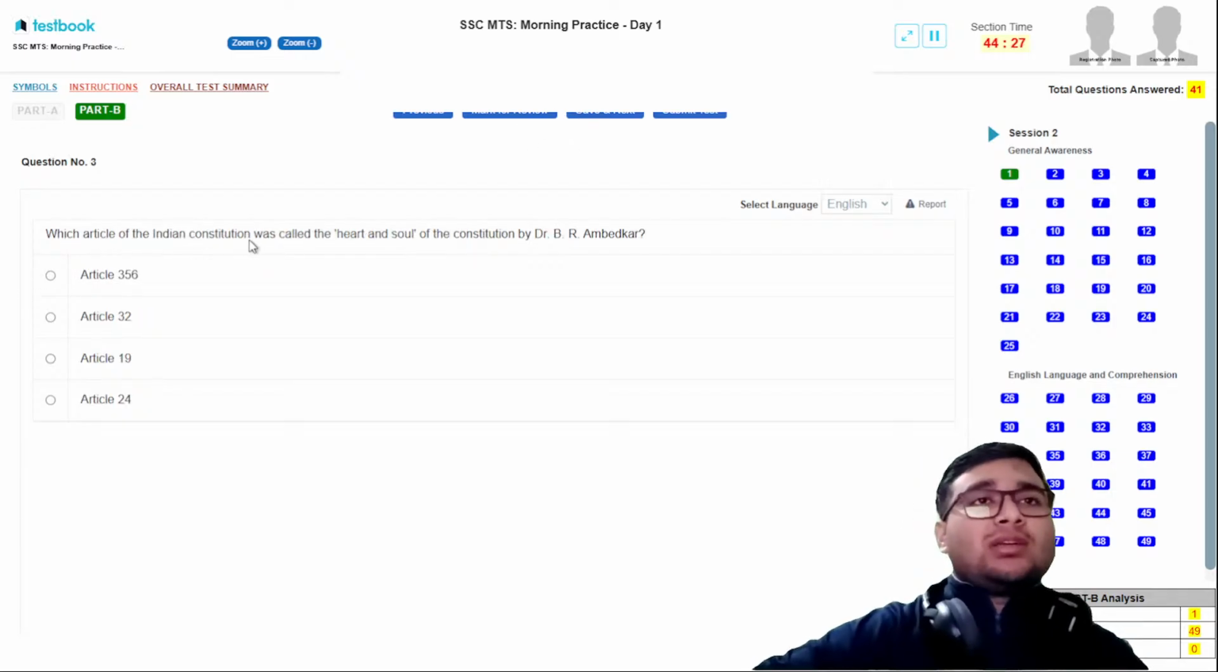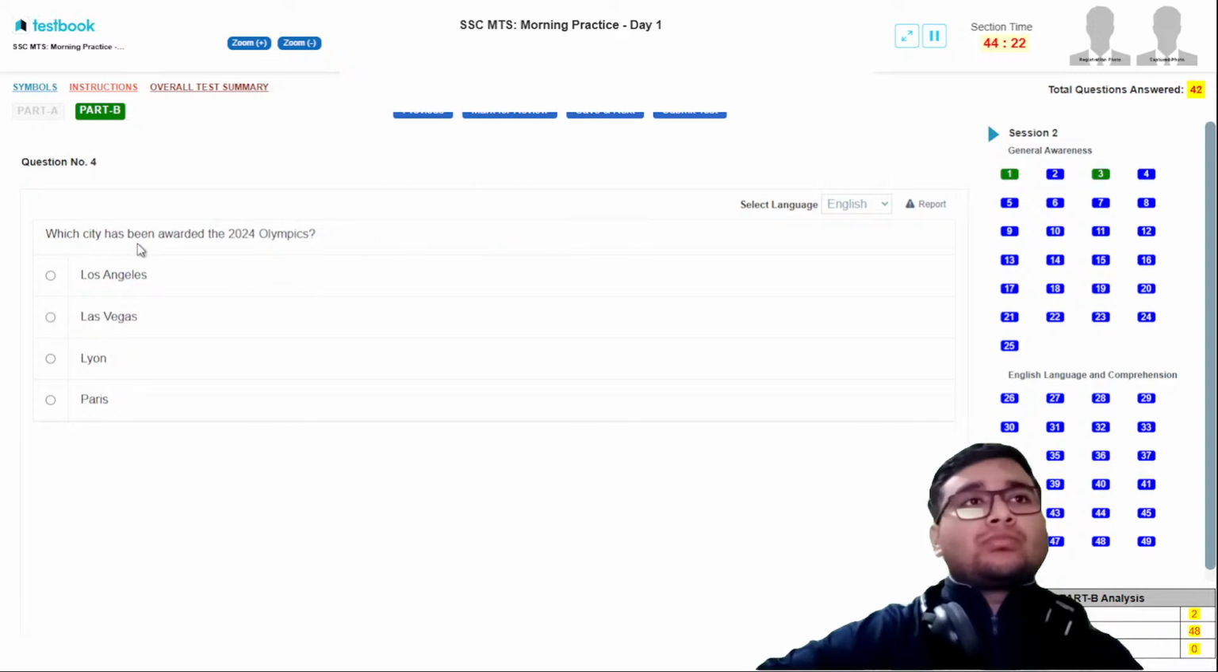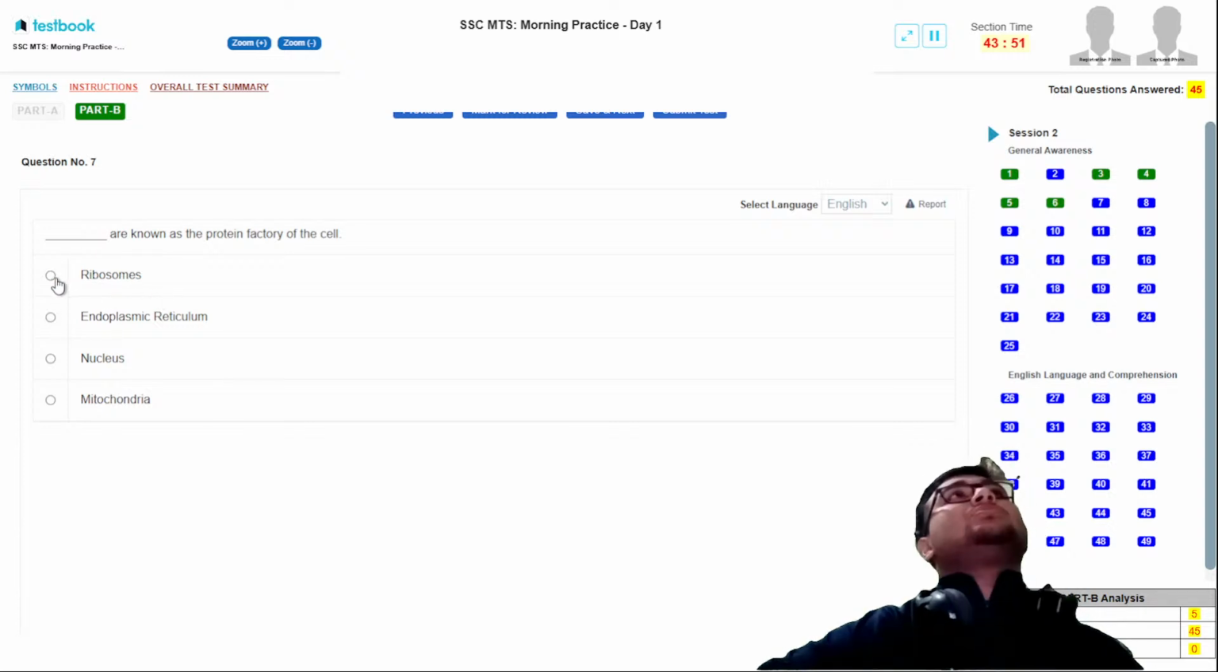Which article of the Indian Constitution was called the heart and soul? Which it has been awarded the 2024 Olympics. Eh? Who has been appointed the new Chief Election Commissioner? Mr. Gyanesh. Cells are also known as the protein factory of the cell. Ribosomes, protein.